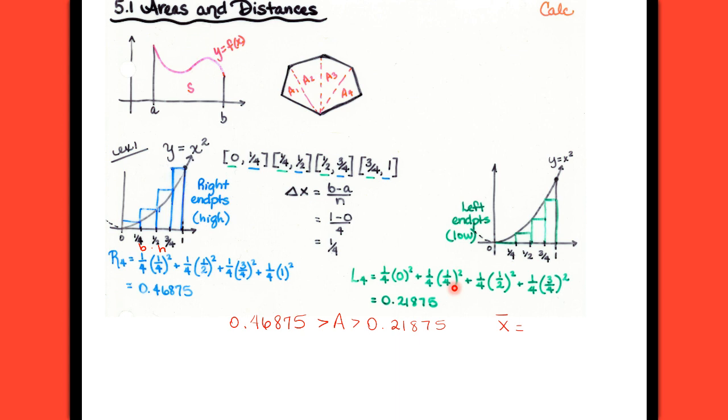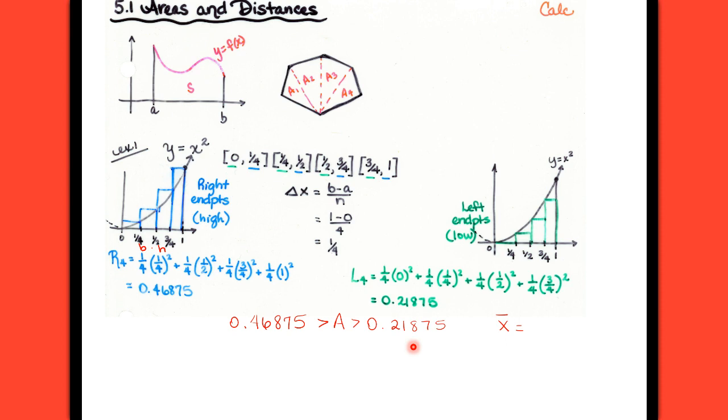So if I go through and use my calculator to compute that, I'm going to get 0.21875. And so sure enough, you can see there is going to be a value in between those two somewhere. This one's high and this one's low. Going to be a value in between them somewhere.